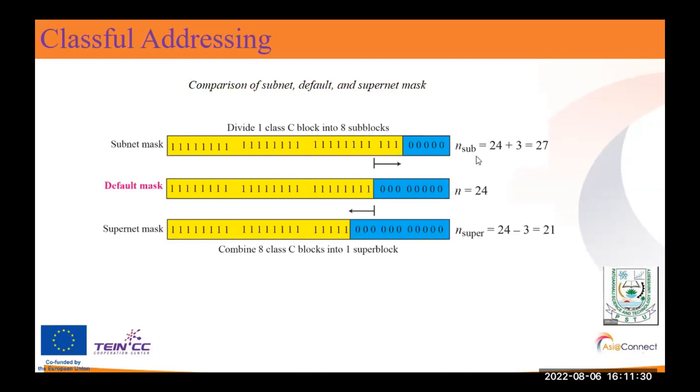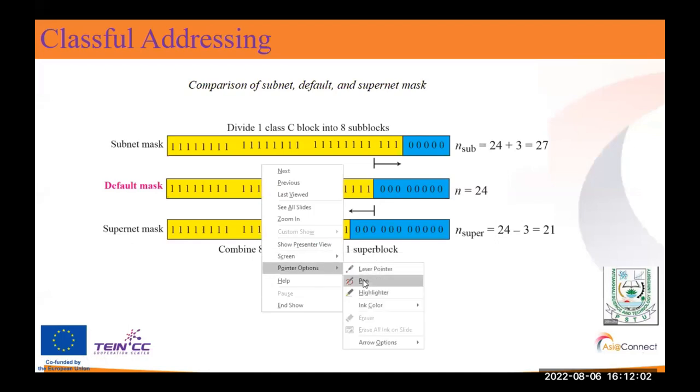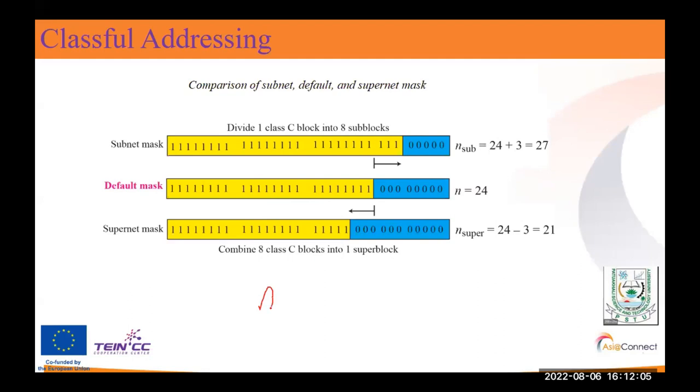Subnet mask would be basically the default mask plus three. So why these three? Here is an equation. I'm not sure if I put this equation or not, so I just missed the equation. Basically, the equation would be n subnet equals n plus log 2 s. Okay, so in that case, you can find it.